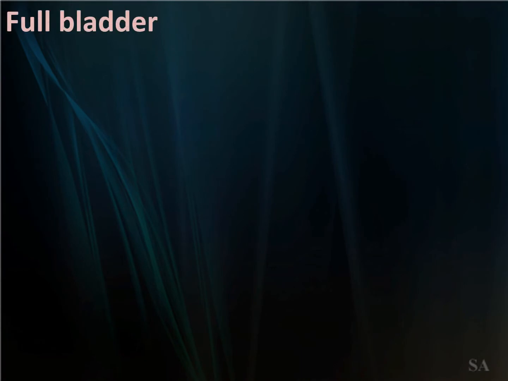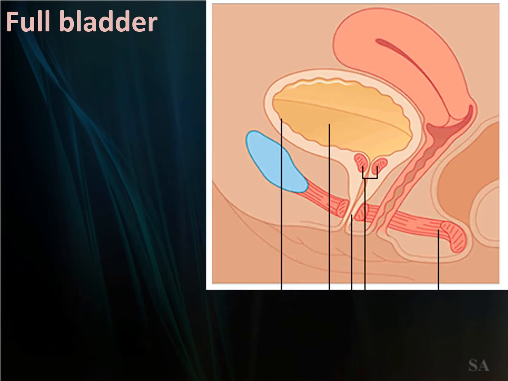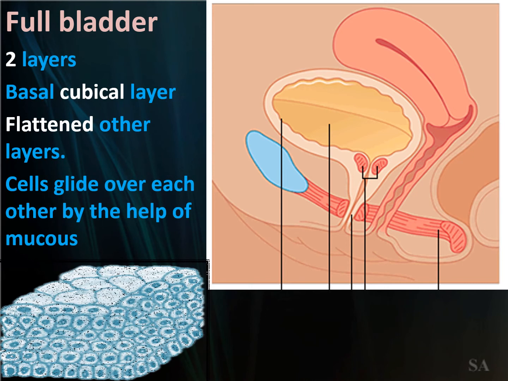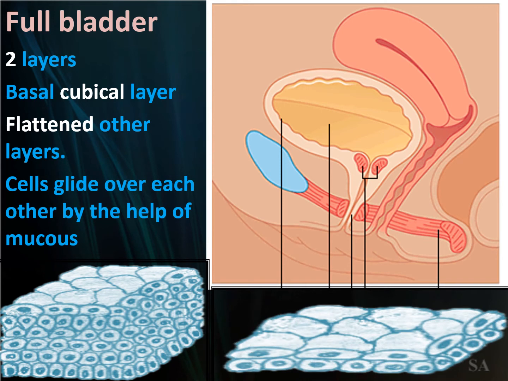What about the full bladder? There is gliding of the cells. The cells glide over each other to be formed, instead of 6 to 8 layers, of 2 layers only. The basal layer is cuboidal and the top layer is flat.